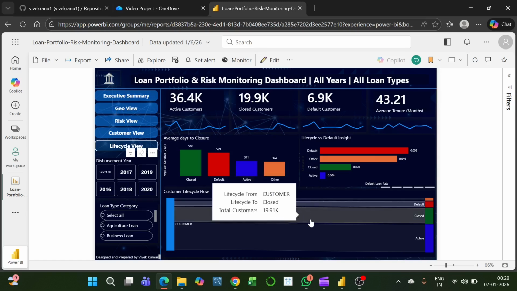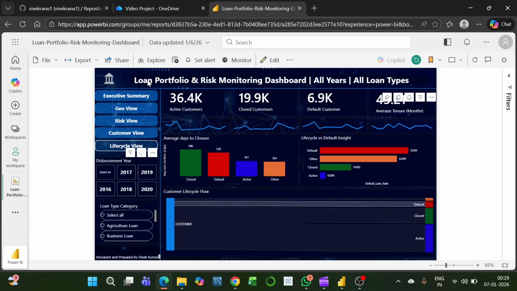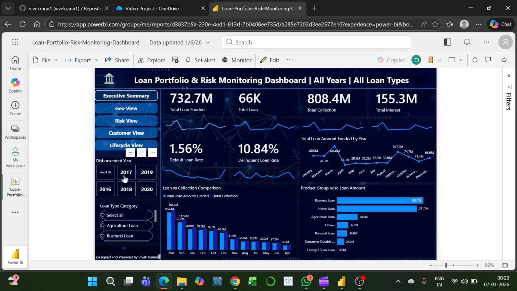I will now go through the dashboard features one by one to help you understand how this dashboard is built in an interactive way. I have given two slicers here: one is disbursement year and the other is loan type category. When you go to any of these views and click on these slicers, let's see.